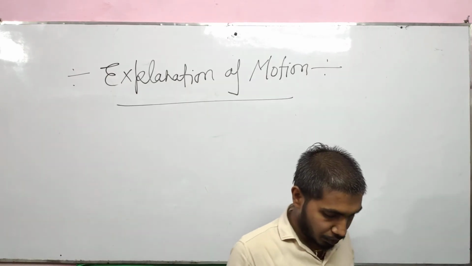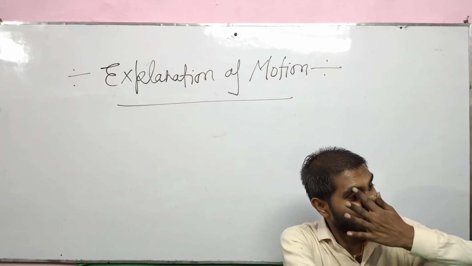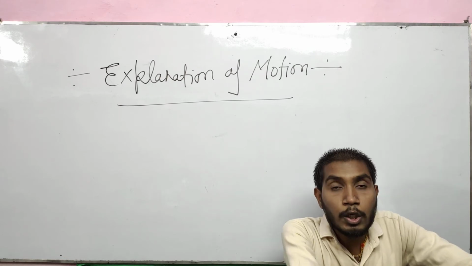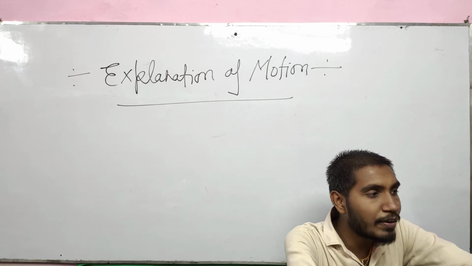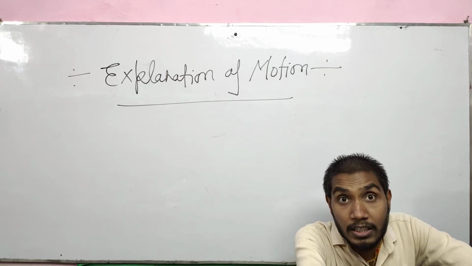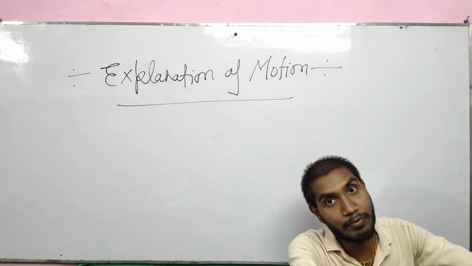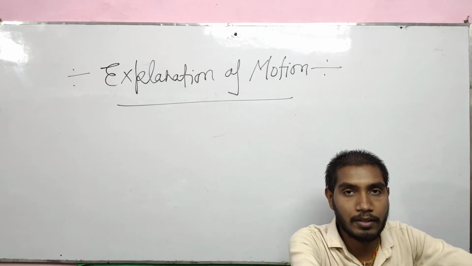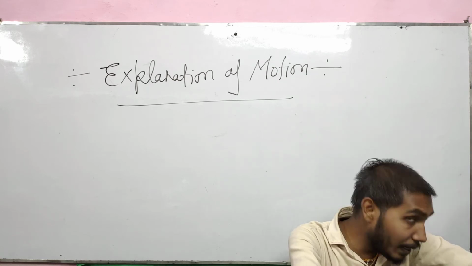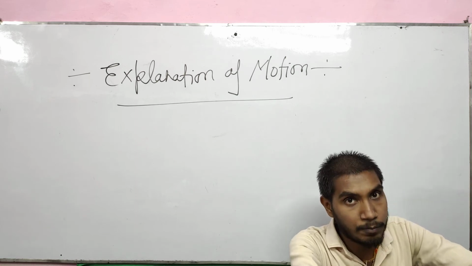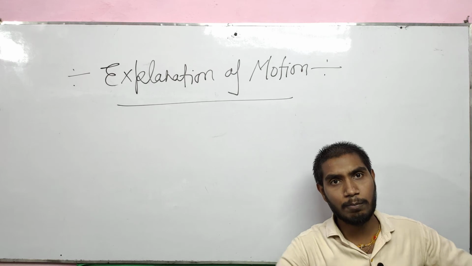Explanation of motion. Trying to understand, beta: to know the motion of any object, we must know the position of that object with respect to time. To describe the motion of any object, you have to know the position of that object with respect to time.